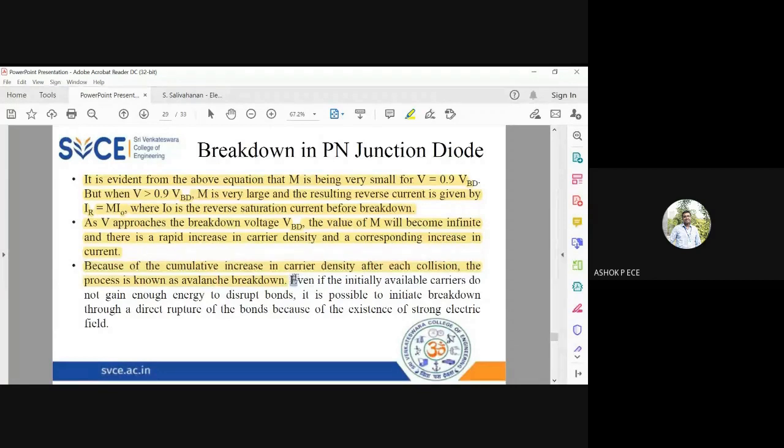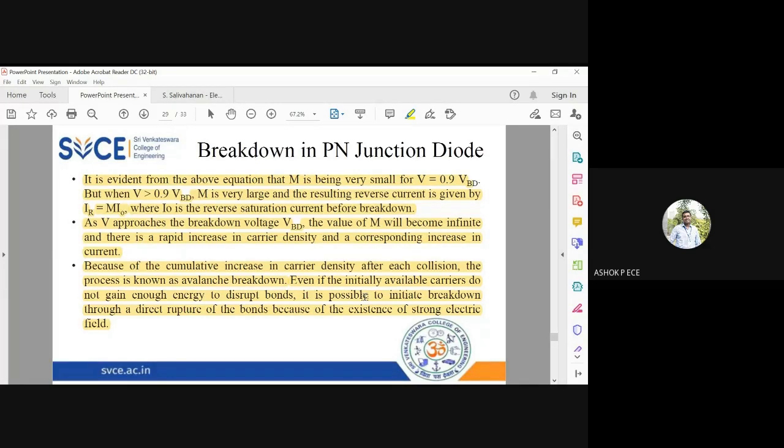So even if initially the carriers are not able to acquire energy and cross the depletion region, when you apply a very large voltage, because of avalanche breakdown, these electrons will possibly cross the depletion region as a group, an avalanche of electrons, leading to a very high reverse saturation current. Okay, so actually in a diode in reverse bias, the current is zero, theoretically we say. But if you want a diode to conduct in reverse bias condition also, you have to bias the diode at a breakdown voltage.